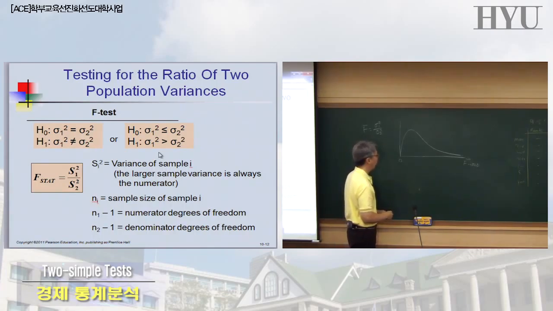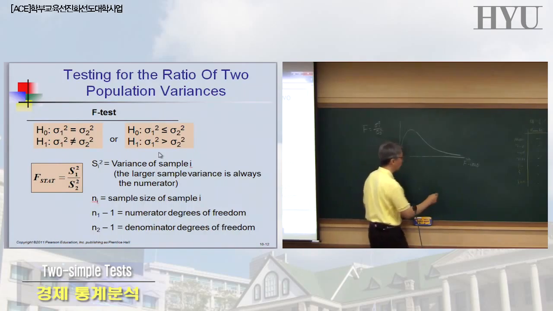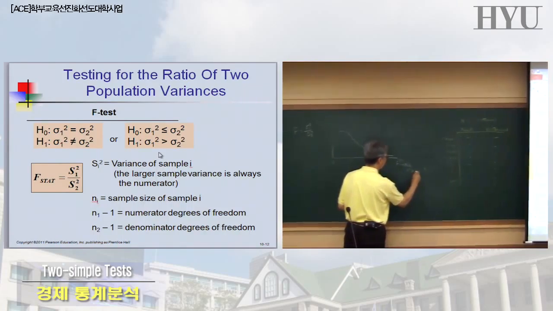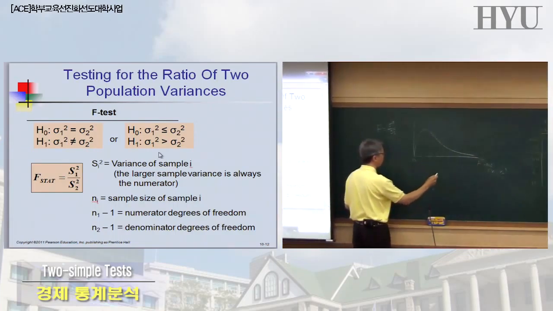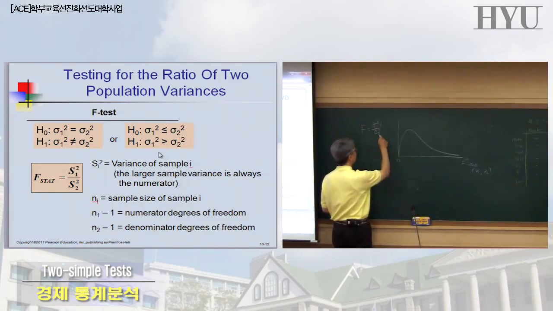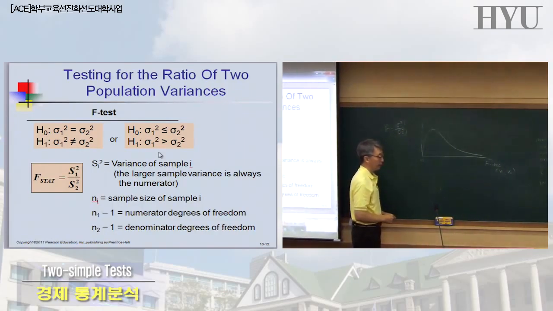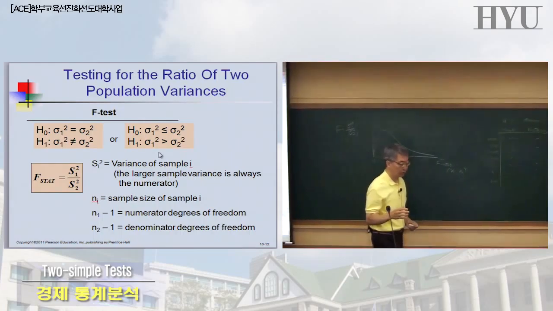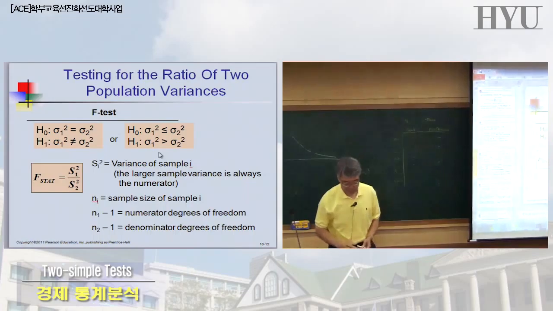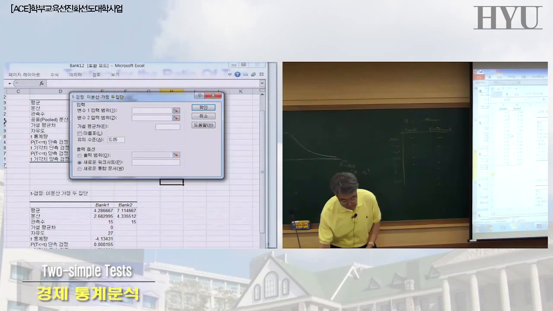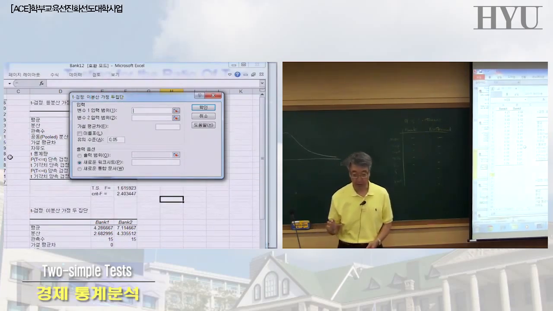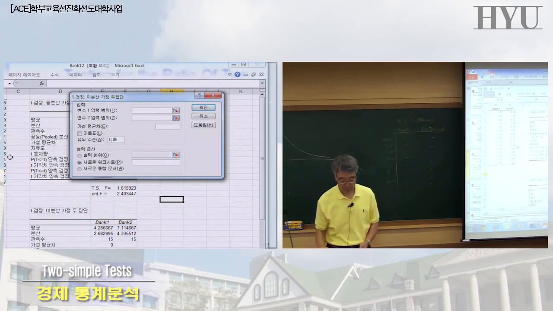What else? And the F statistic has 2 degrees of freedom, lambda 1 and lambda 2. The first degree of freedom is for the numerator. The second degree of freedom is for the denominator. So it depends on the number of observations in the 2 different samples. Of course, if you have the same number of observations between the 2 samples like this, then the degrees of freedom will be the same. In this case, it would be 14, 14, n minus 1 over n minus 1.